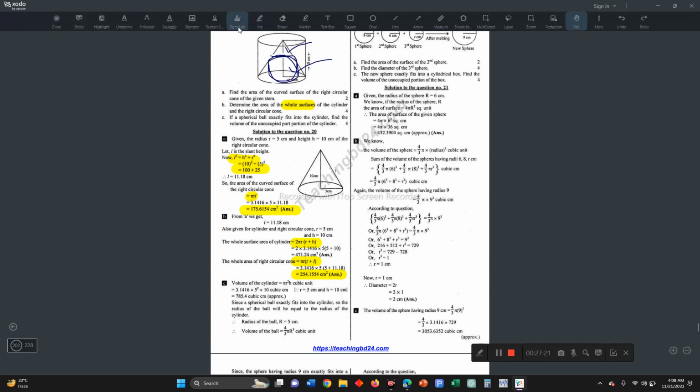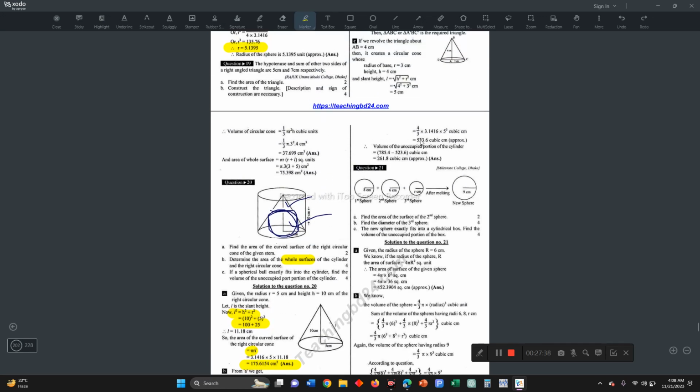So we did this math before. The volume of the cylinder is equal to pi r square h, and the value is 785.4 cubic centimeter, and the volume of the sphere is equal to 4 by 3 pi r cube, and the value comes for this math to 523.6 cubic centimeter. Now the volume of the unoccupied portion is equal to 785.4 minus 523.6 cubic centimeter. So the answer is 261.8 cubic centimeter.